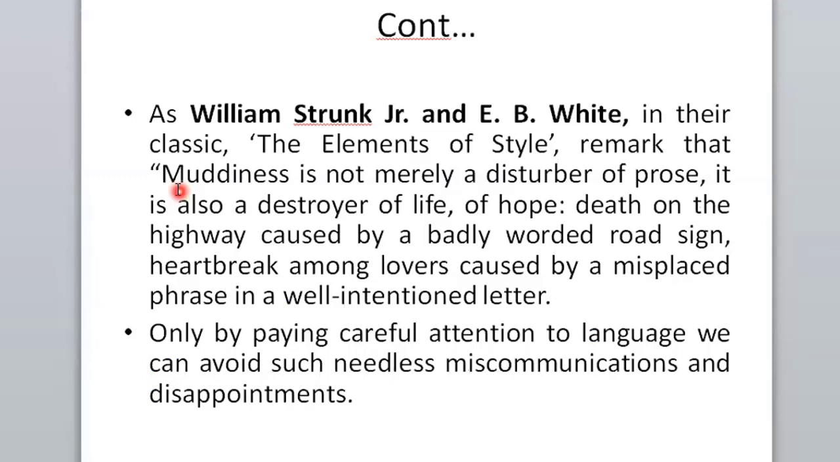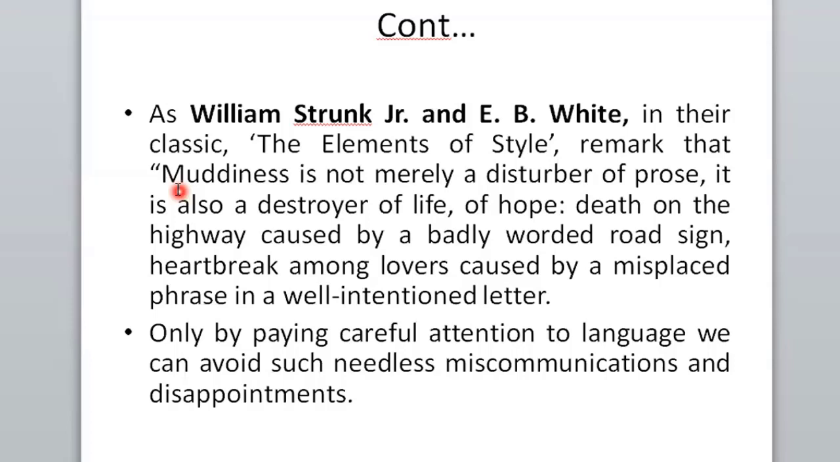According to William Strunk Jr. and White in their classic, The Elements of Style, they remark that muddleness is not merely a disturber of prose, it is also a destroyer of life. This was not limited to being a disturbance. It can go further and may destroy life and hope. Death on the highway caused by a badly worded road sign, so that we are not clear about that. Heartbreak among lovers by a misplaced phrase in well-intentioned letters.